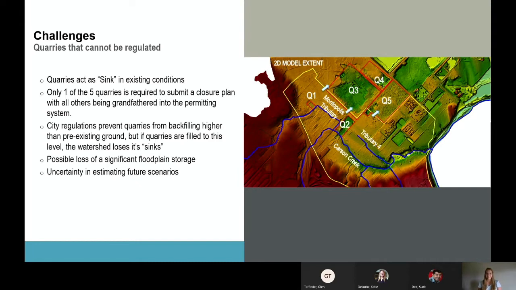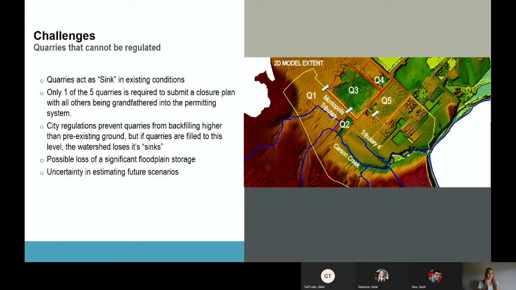All right, thank you, Sunit, for detailing some of the problems that come along with this watershed. I'm going to talk about the main challenge that Glenn introduced to us in the beginning, and it's these quarries that we find in the downstream portion of the watershed. Currently, there are 5, and only one of them is required to submit a closure plan with the city of Austin. All the others are grandfathered into the permitting system. And with that, the city normally regulates to prevent backfilling higher than the existing ground.